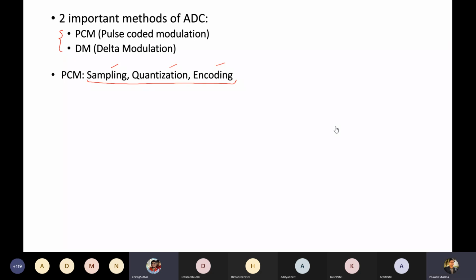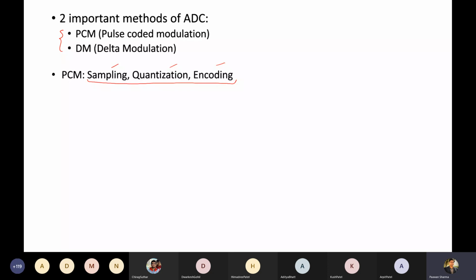Okay. Let us go back to the presentation. Thank you for responding, Dwarkesh and Chirag. I want participation from all students whenever their names are being called like this. Never be absent. So I'm happy both are there.